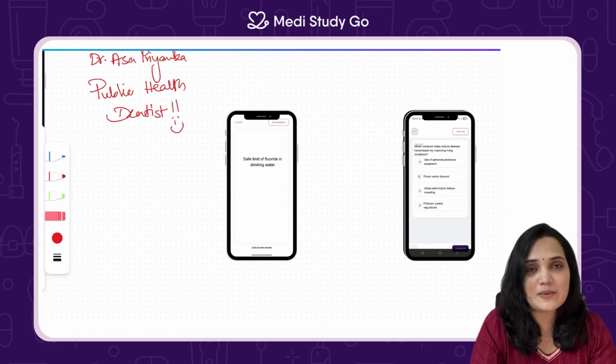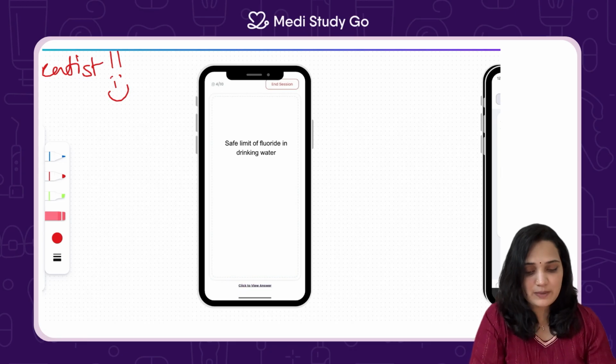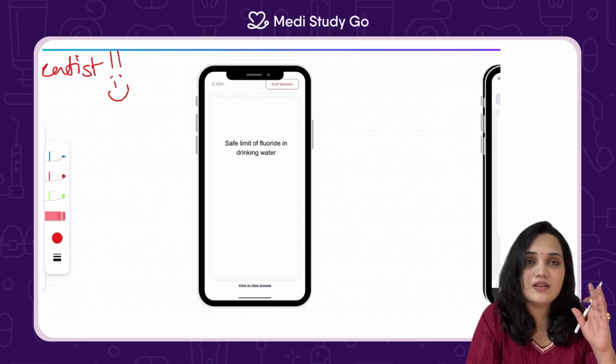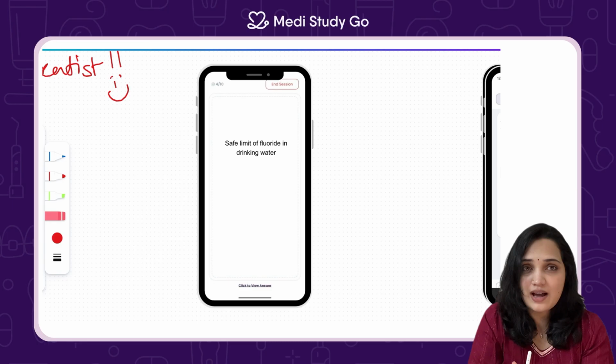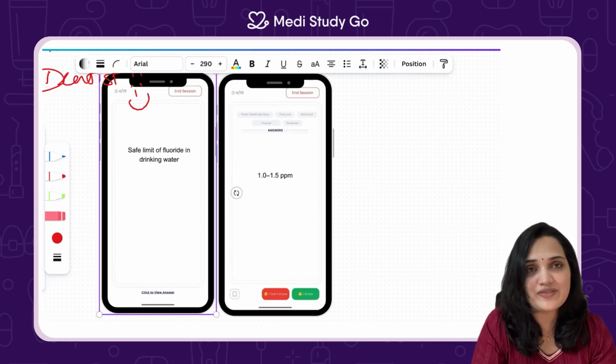Now let's look at an MCQ and a flashcard from this topic. So, what is the safe limit of fluoride in drinking water? I want you to answer this before I reveal the answer. It's 1 to 1.5 ppm.